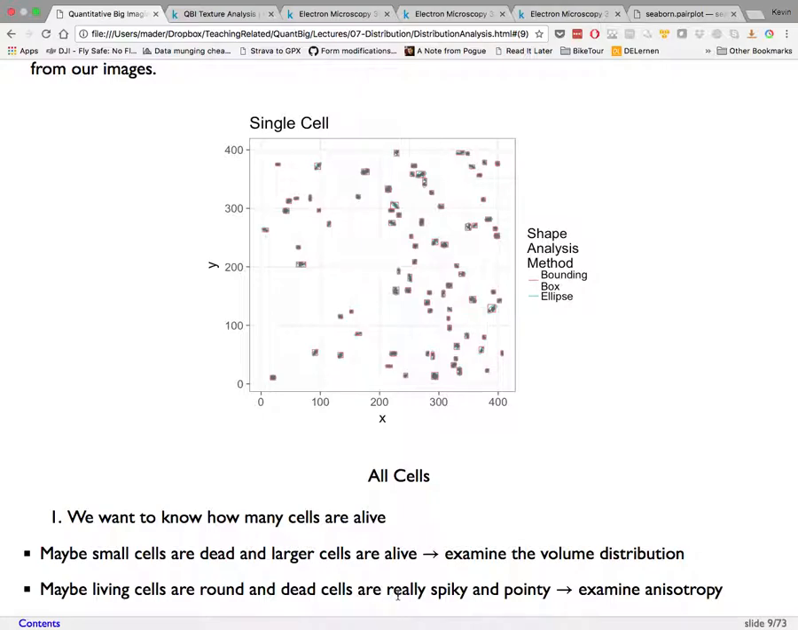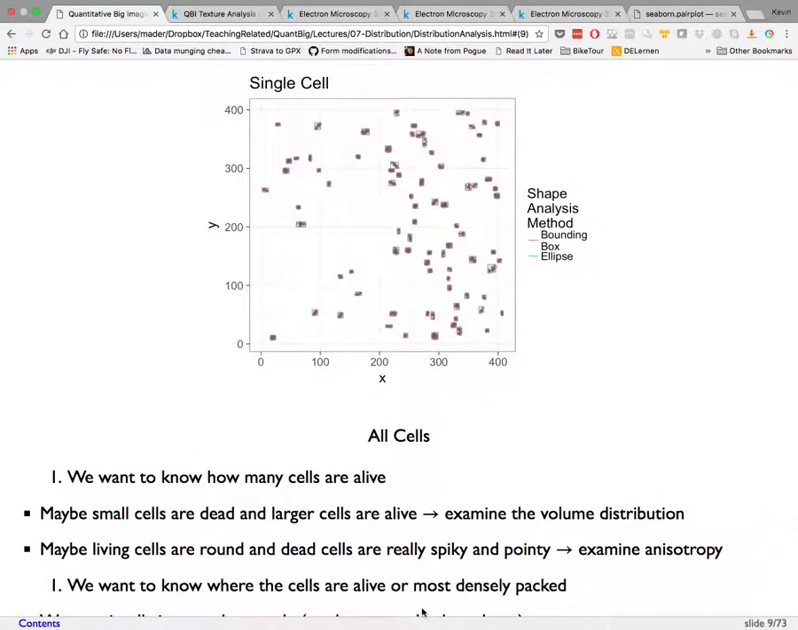If the question were maybe living cells are round and dead cells are very spiky and pointy, then we could potentially look at anisotropy or these ellipsoidal models, and that would begin to tell us more about whether these cells were alive or dead.